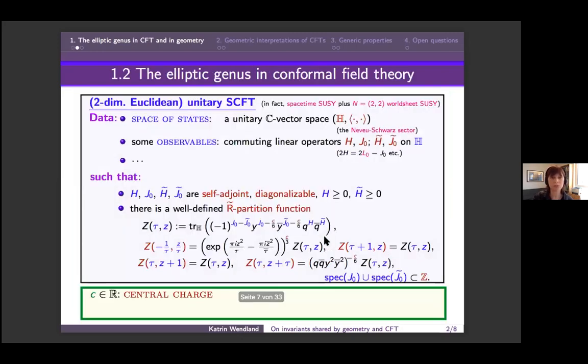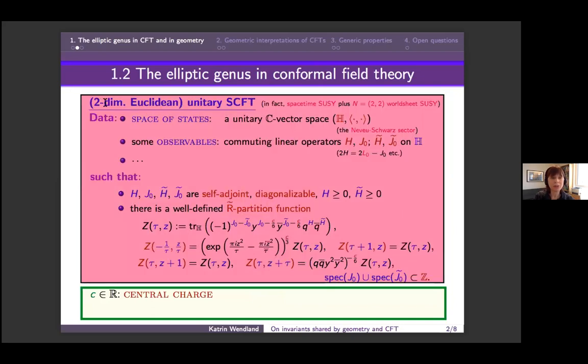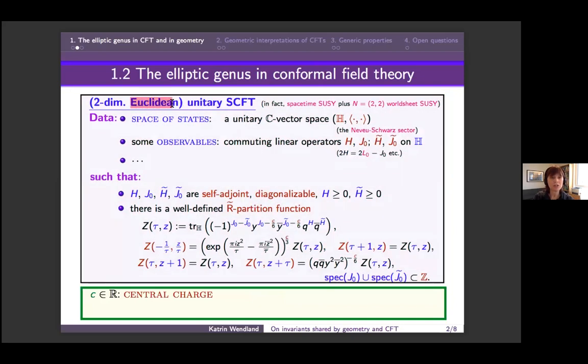So I have to get to conformal field theory to tell you how that function EK3 actually features there. When I talk about conformal field theory, what I actually mean is a two-dimensional Euclidean unitary conformal field theory. And right here, we're talking about superconformal field theories. So there's a little bit of small print here, which tells you about the specific type of supersymmetry that I'm using here. It won't be that relevant for most of you, but I want to give you all the background.